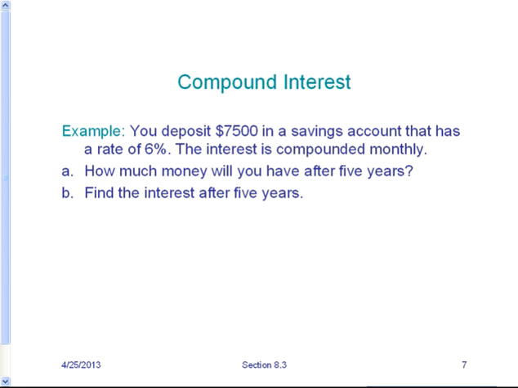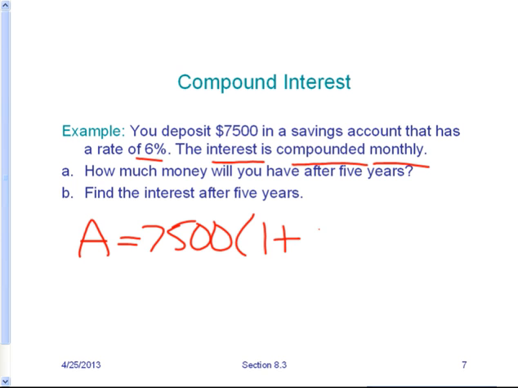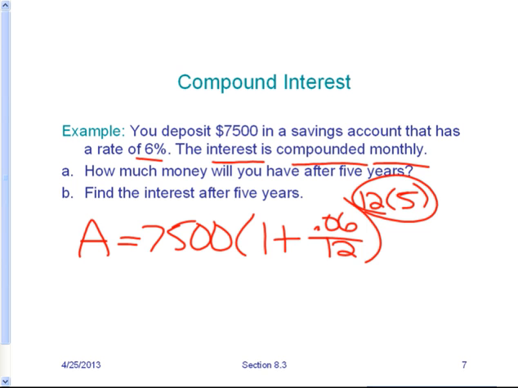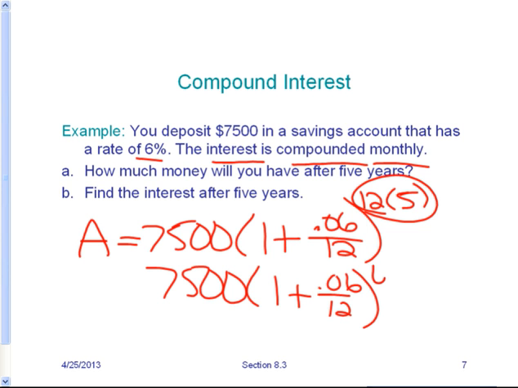All right, you deposit $7,500 in a savings account that has an interest rate of 6%. Interest is compounded monthly. All right, so A is equal to the principal, $7,500, 1 plus the interest rate of 6%, compounded monthly. Well, how many months are there in a year? That means N is equal to 12. N is equal to 12 again, and we are keeping it in there for 5 years. So, first thing you're going to do is multiply the 12 times 5, and get 60.